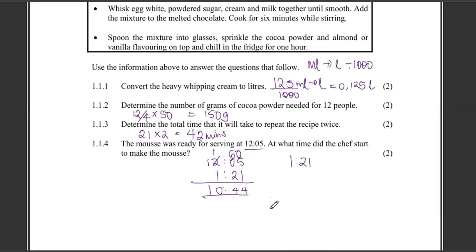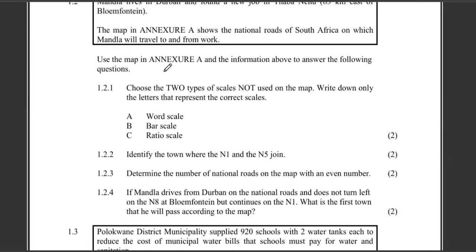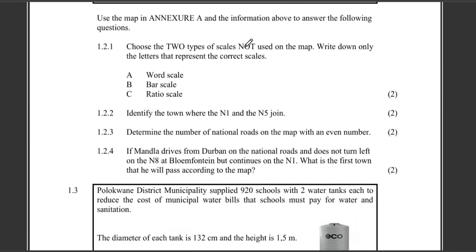Okay, let's continue. Question number 1.2. Mandla lives in Durban and found a new job in Thaba Nchu, 63 kilometers east of Bloemfontein. The map on Annexure A shows the national roads of South Africa on which Mandla will travel to and from work. Use the map on Annexure A and the information above to answer the following questions. Choose 2 types of scales not used on the map. Write down only the letters that represent the correct scale.